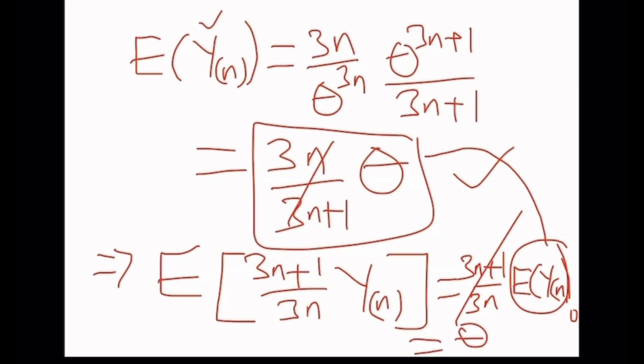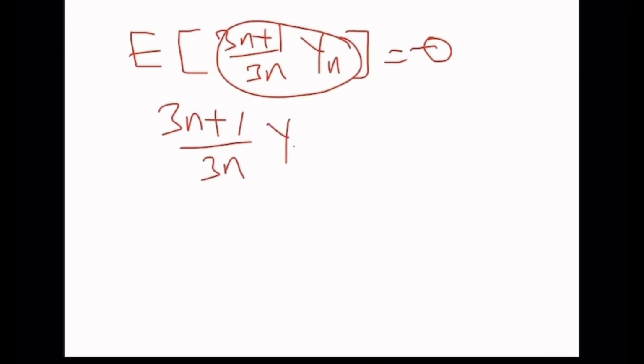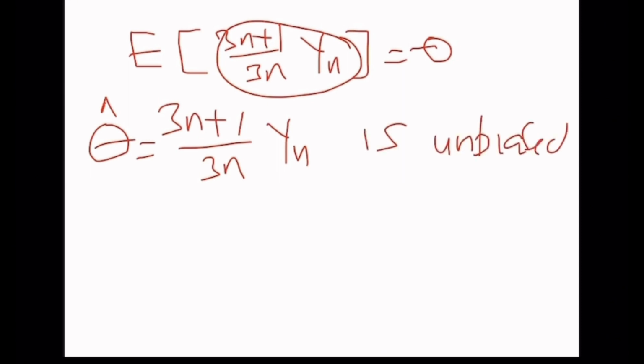Now, based on what I just did, I'm going to share my whiteboard again. I'm going to tell the world that since the expectation of (3n plus 1) divided by 3n times the maximum order statistic is equal to theta, I'm seeing this as my estimator. This is an unbiased estimator for theta.